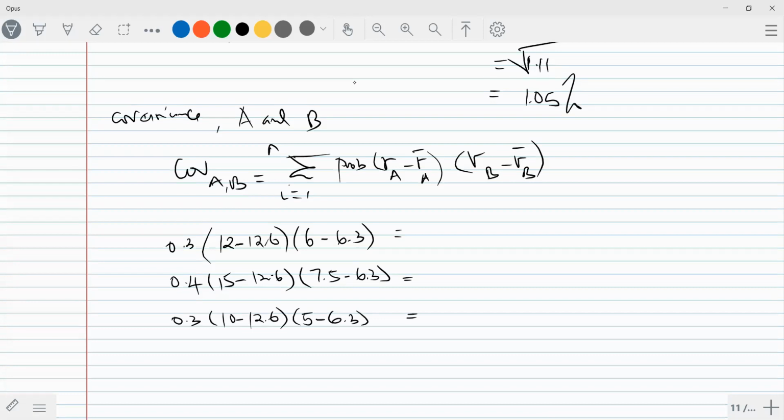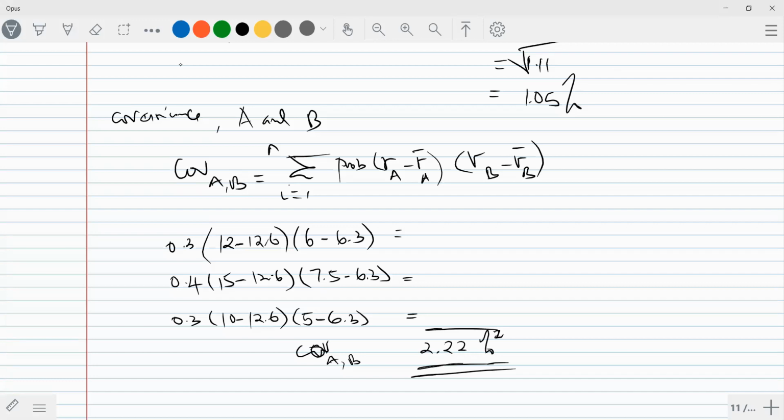So what will be the covariance? The sum of those deviations multiplied by probability gives us the covariance between A and B, which is how much? We get 2.22. Therefore, the covariance between A and B is 2.22, in percentage squared.